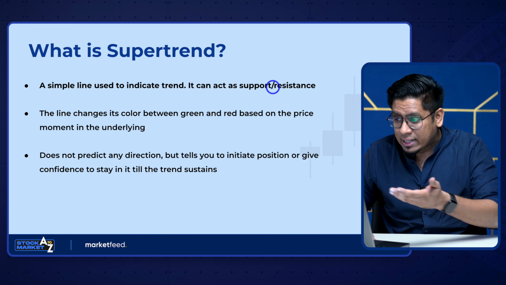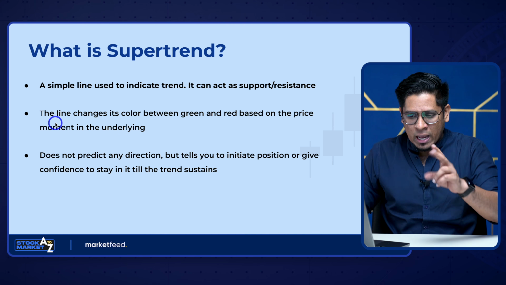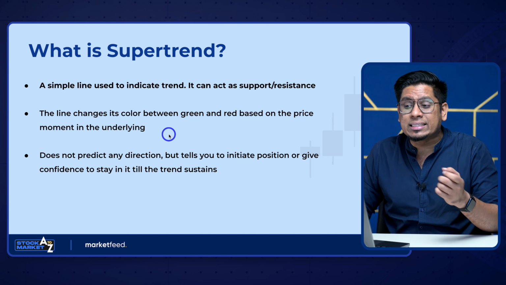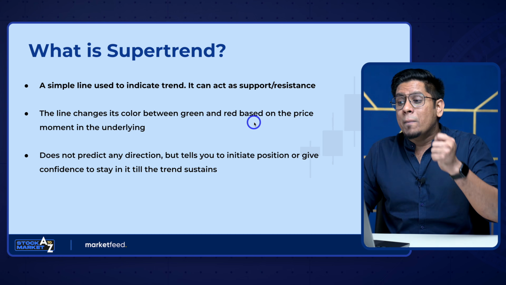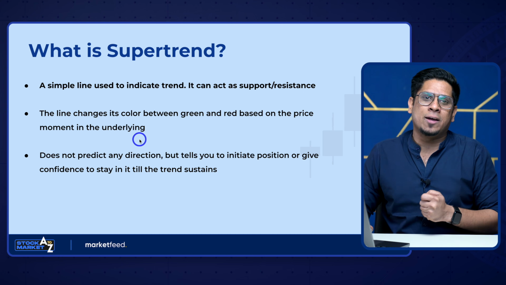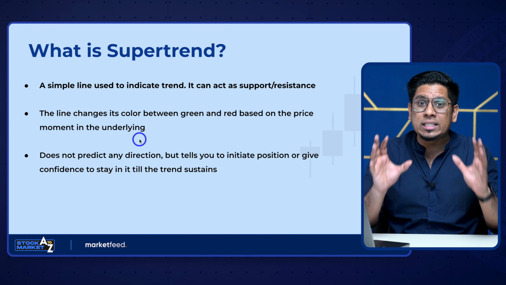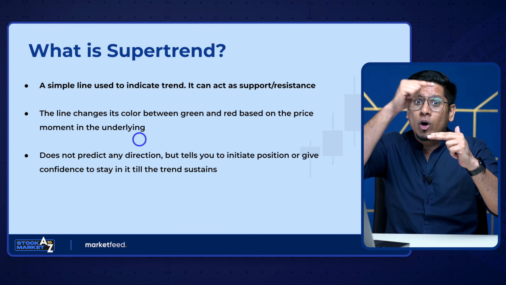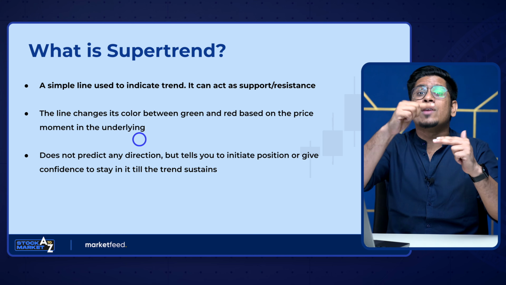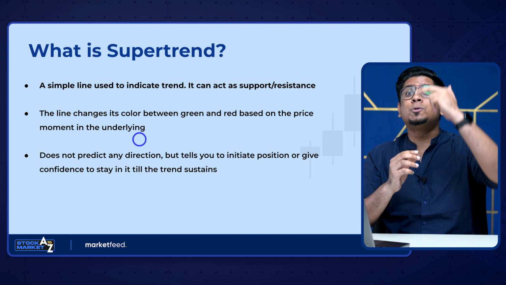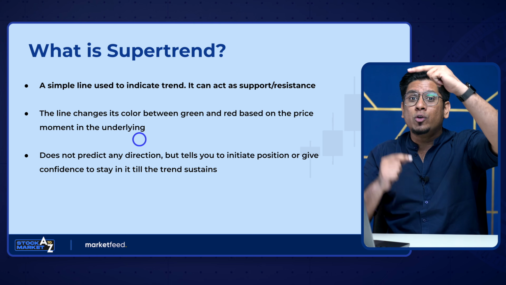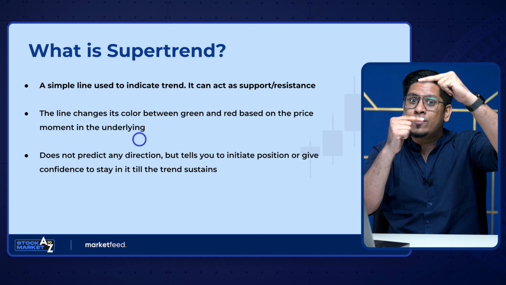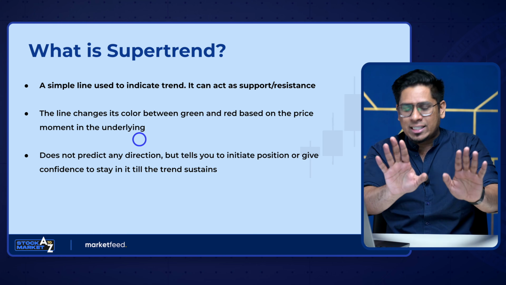Now moving ahead, let's read the second and the third point also. The second point says the line changes its color between green and red based on the price movement in the underlying. When we go to the chart, you'll actually see this. But let me tell this to you. If the underlying price is below the Supertrend line, then the Supertrend line will be red in color. If the underlying price or the stock's price is above the Supertrend line, then the Supertrend line will be green in color. We'll go to chart and see it, no worries.